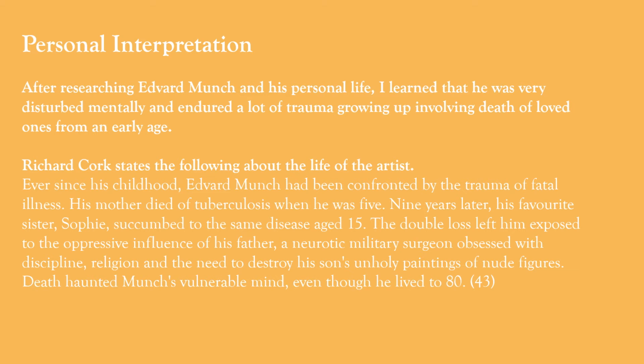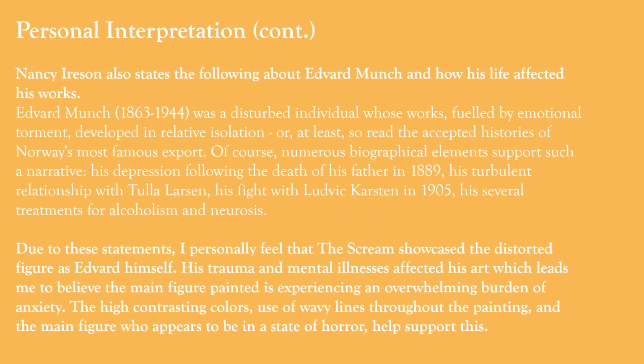Richard Cork states the following about the life of the artist. Ever since his childhood, Edvard Munch had been confronted by the trauma of fatal illness. His mother died of tuberculosis when he was 5. Nine years later, his favorite sister, Sophie, succumbed to the same disease at age 15. The double loss left him exposed to the oppressive influence of his father, a neurotic military surgeon obsessed with discipline, religion, and the need to destroy his son's unholy paintings of nude figures. Death haunted Munch's vulnerable mind, even though he lived to 80.